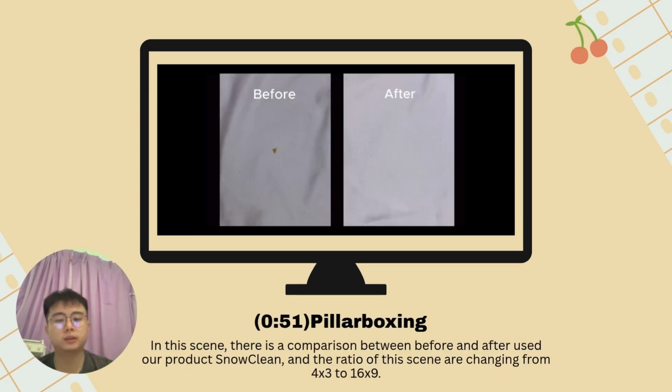So the next one is pillar boxing, which is at the 51 second. Pillar boxing is fitting a 4:3 format into a 16:9 aspect ratio, so it leaves empty blanks on both sides of the screen. As you can see, there's a before and after picture in the scene, and at the sides are black. So it shows that it's a 16:9 aspect ratio, and this change of aspect ratio is called pillar boxing.